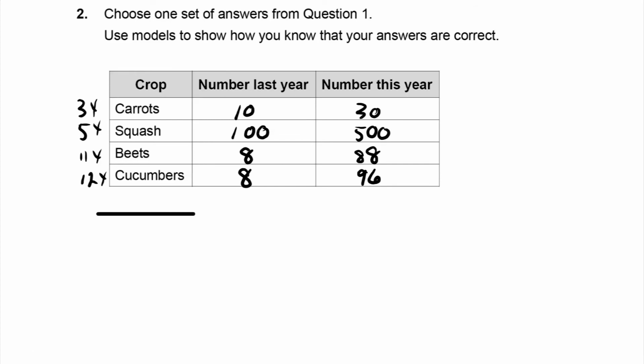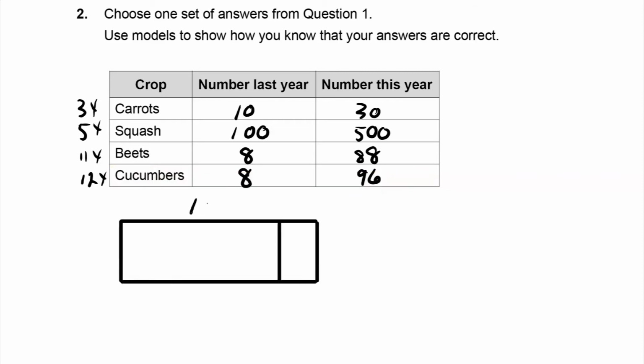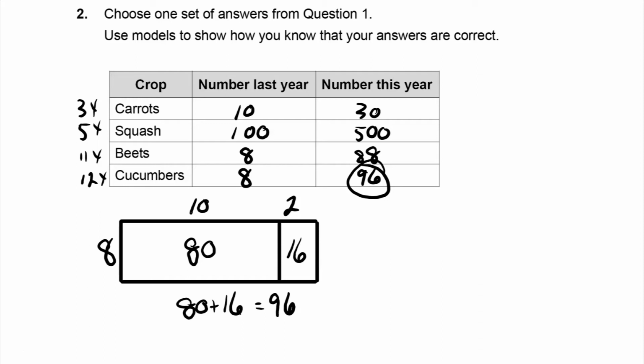Starting with the first example that we did, we're going to create a model, and I think I'll start off just with the carrots. I picked some pretty round numbers from the start, so let's focus just on the cucumbers here for this example. Fairly simple calculation then. 80 plus 16 gives us 96, which confirms the number that we've calculated.